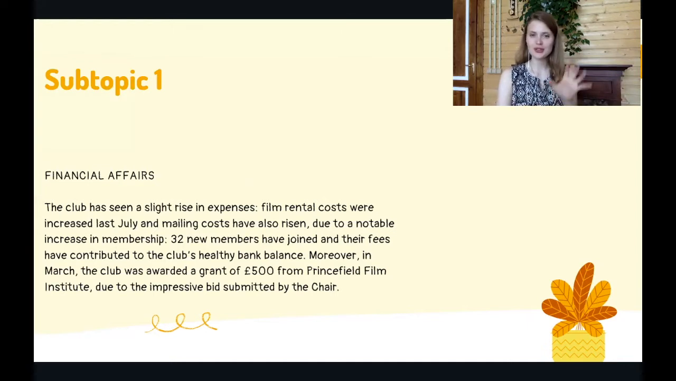Don't forget to pause the video to read the paragraphs and then come back to me and follow my explanation. So you see that here in the financial affairs paragraph, the person talks about expenses, talks about the people that have joined the club, gives some information about the grants and whatnot. So the person has made it all up, obviously, but it all counts and it all is up to the point, and this information is relevant.